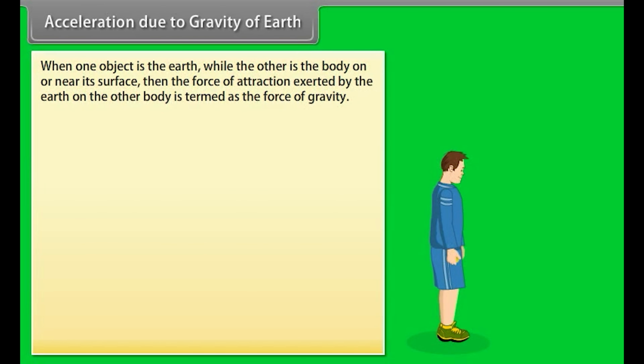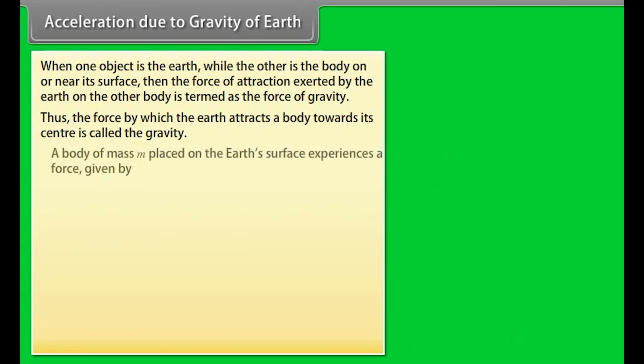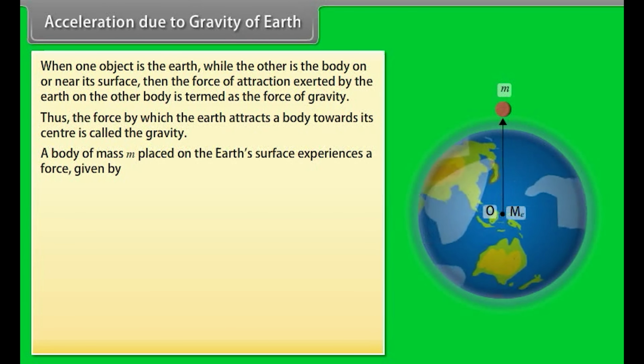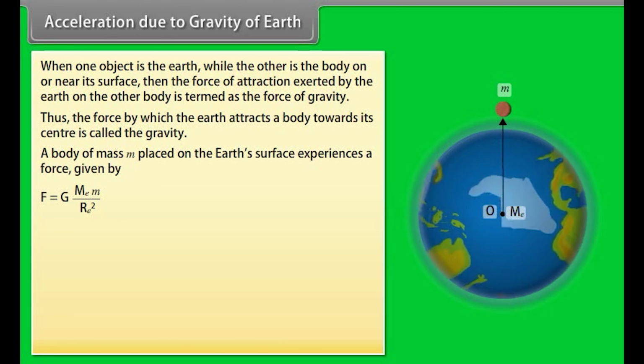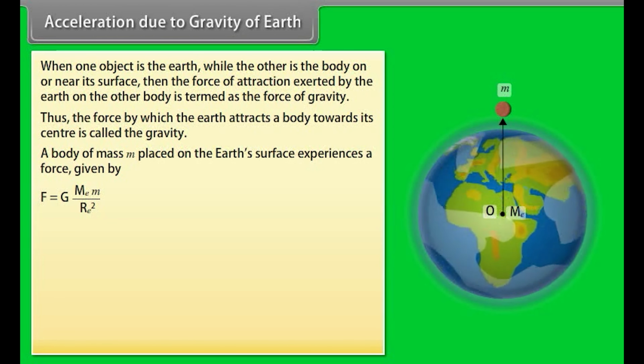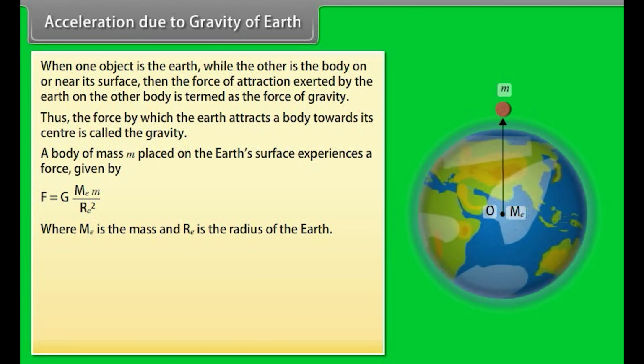Acceleration due to gravity of Earth. When one object is the Earth, while the other is the body on or near its surface, then the force of attraction exerted by the Earth on the other body is termed as the force of gravity. Thus, the force by which the Earth attracts a body towards its center is called the gravity. A body of mass m placed on the Earth's surface experiences a force given by F is equal to G into M_E m upon R_E square, where m is the mass and R_E is the radius of the Earth.